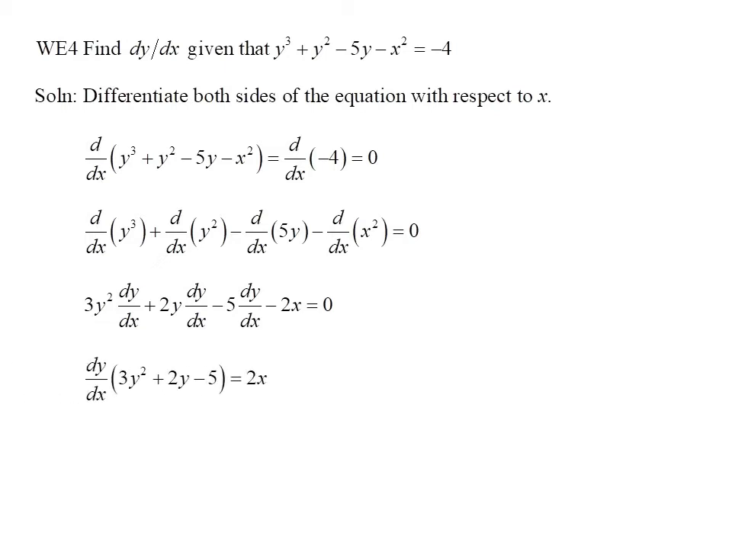Then dy by dx is the common factor of all the terms on the left side, and after being factored, the equation becomes dy by dx times 3y squared plus 2y minus 5, all in parentheses, equals 2x. Therefore, dy by dx equals 2x over the result of 3y squared plus 2y minus 5.